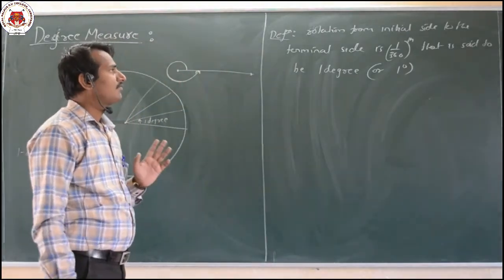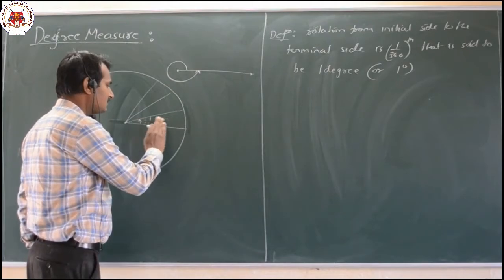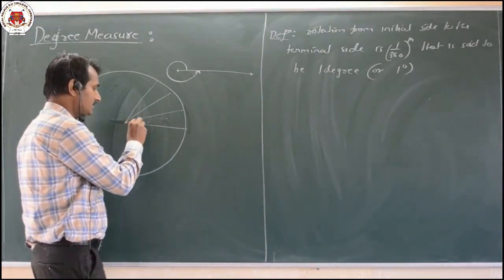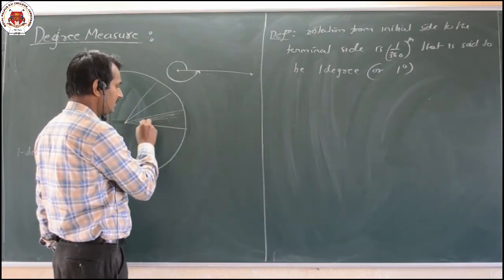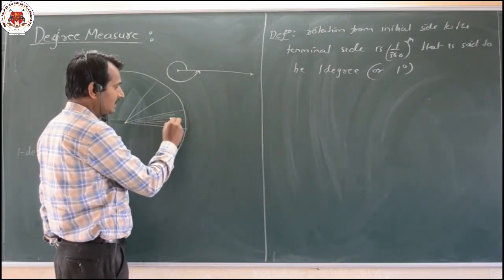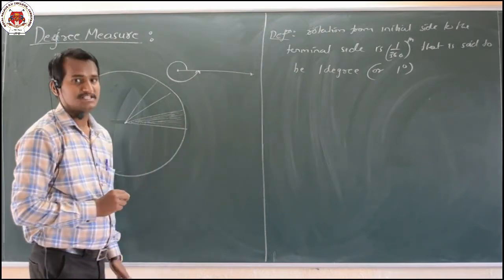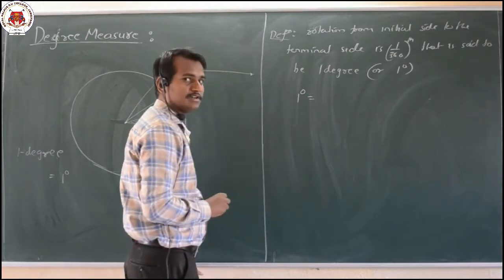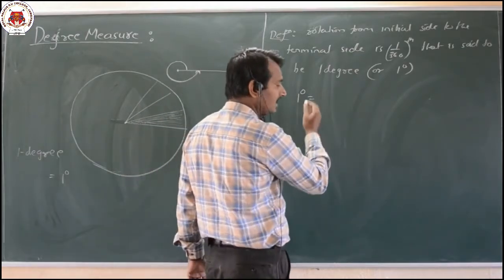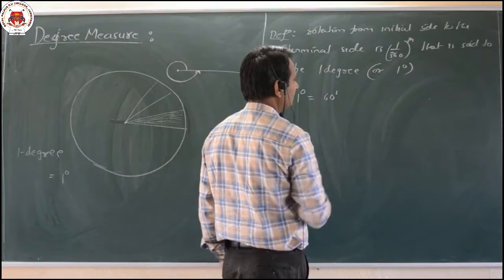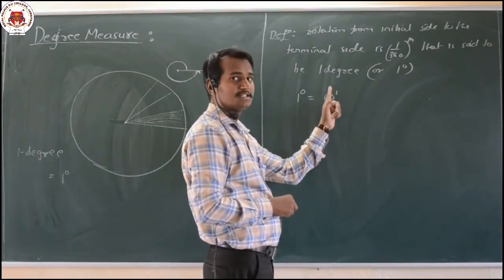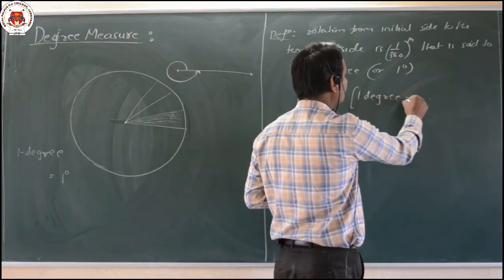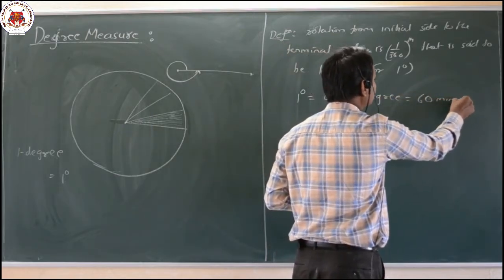Now one more thing we have to discuss here is that this 1 degree is again divided into 60 parts. That 60 parts are said to be minutes. The dash I am denoting is nothing but minutes. That is, 1 degree is equal to 60 minutes.